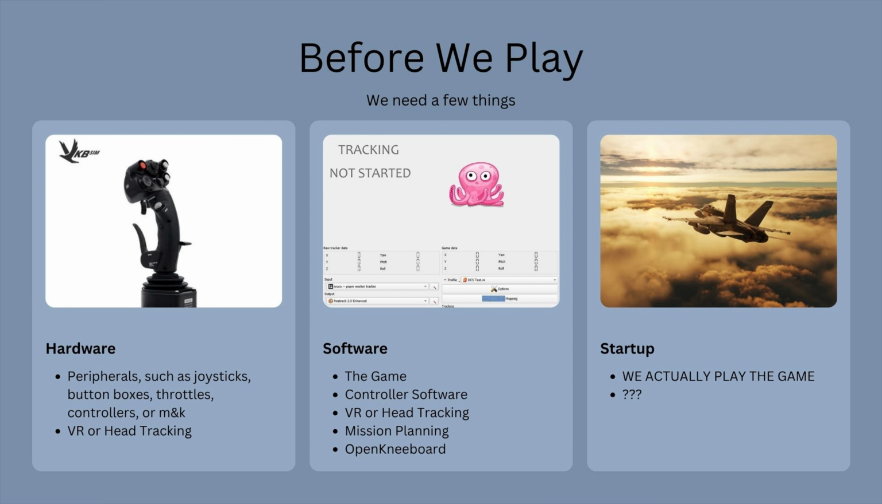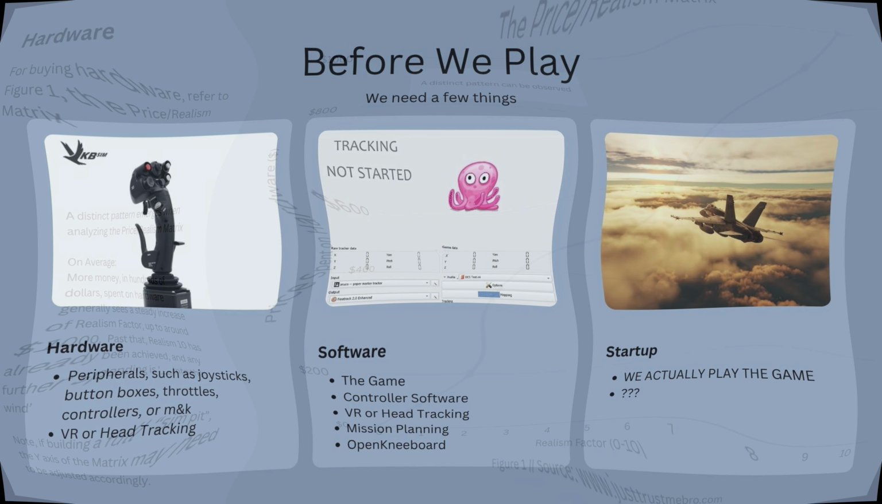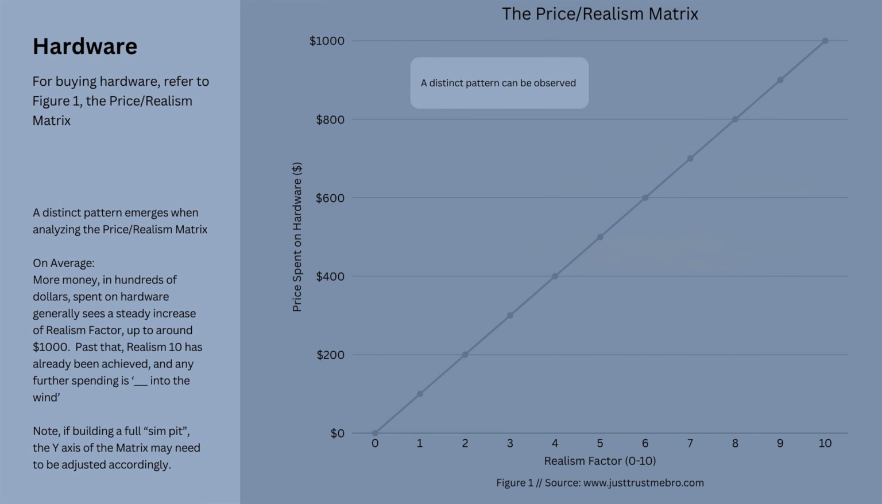When we talk about hardware, we're talking about peripherals or anything that we plug into our computer. For DCS, we're going to consider joysticks, button boxes, throttles, controllers, or for a heathen, mouse and keyboard. We're also going to talk about VR and head tracking.